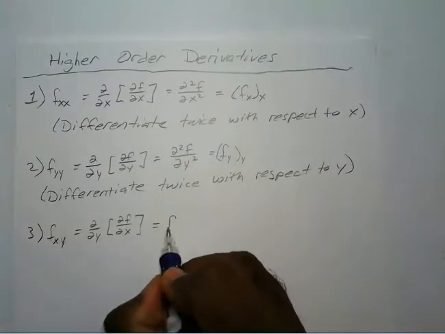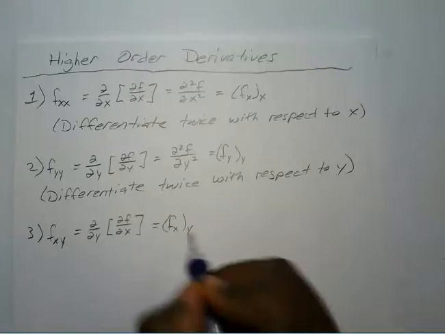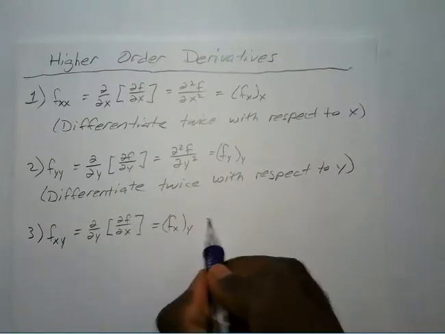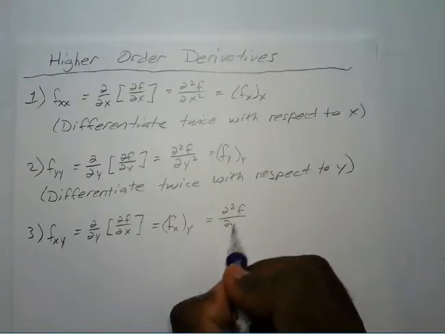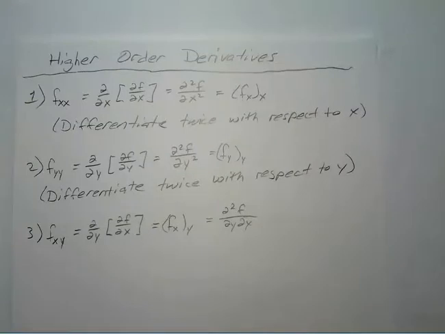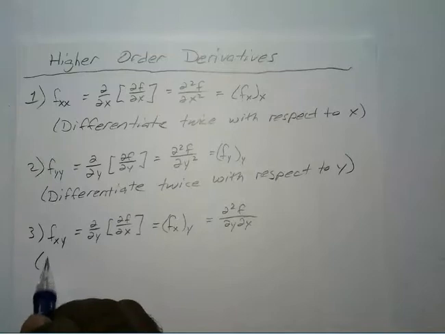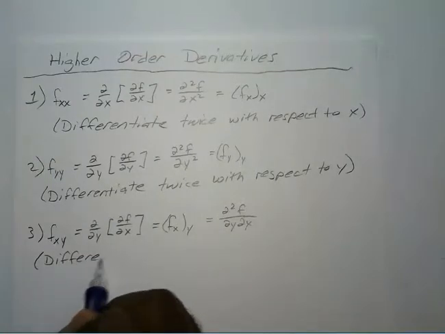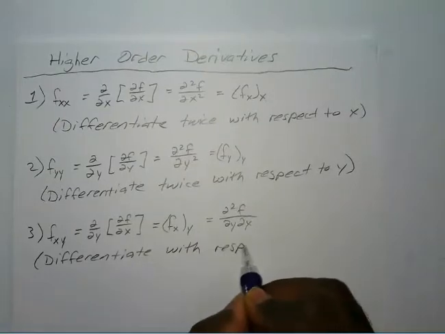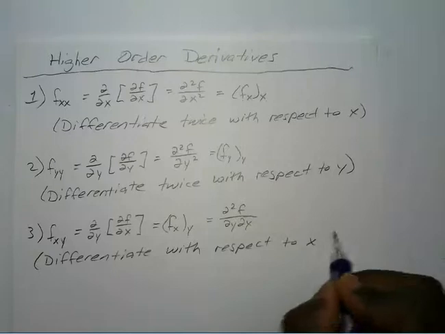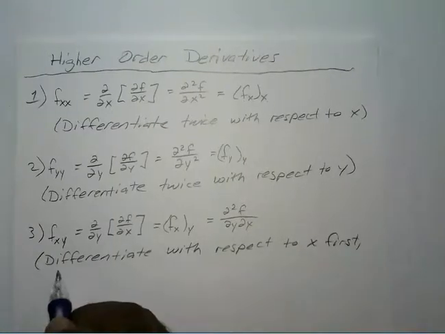Okay, you can also see it as the partial derivative with respect to x and then find the partial derivative with respect to y, or the second derivative of f with respect to y and with respect to x. Okay, now this is the confusing part. If you look at the terminology and how it's written out, you're going to differentiate with respect to x first, then with respect to y.